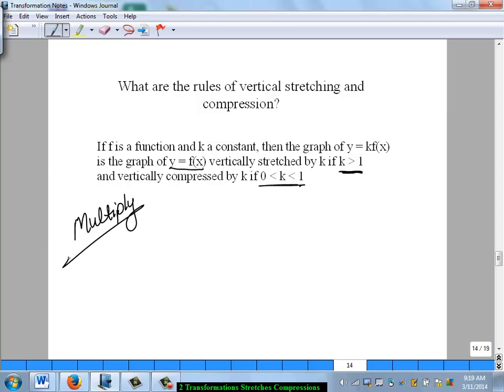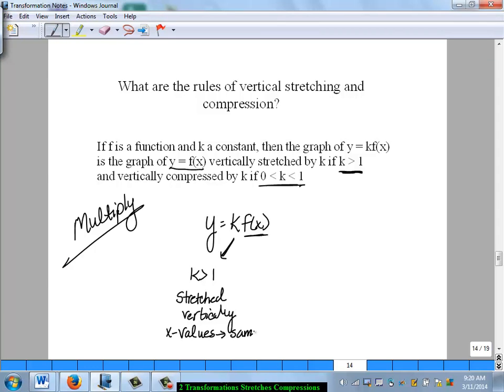Okay, so if I have this function y equals k times something, I'm multiplying this function by a constant. If k, right here, is greater than 1, then it's stretched vertically. How does that affect our table? Well, that means my x values remain the same, and my y values are multiplied by k.